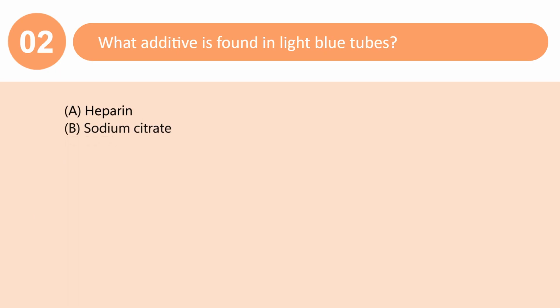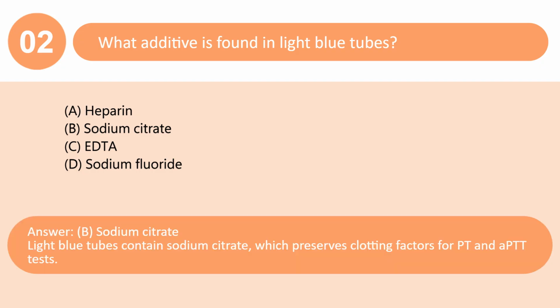What additive is found in light blue tubes? A. Heparin. B. Sodium citrate. C. EDTA. D. Sodium fluoride. Answer: B. Sodium citrate. Light blue tubes contain sodium citrate, which preserves clotting factors for PT and APTT tests.